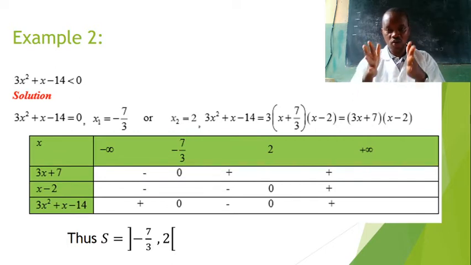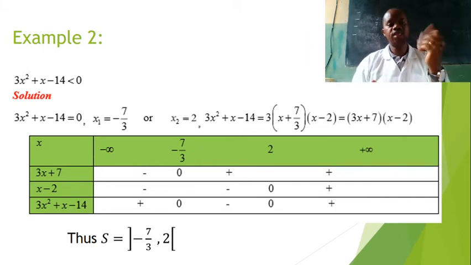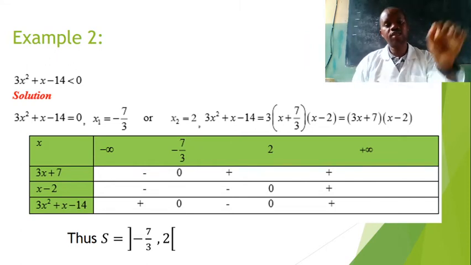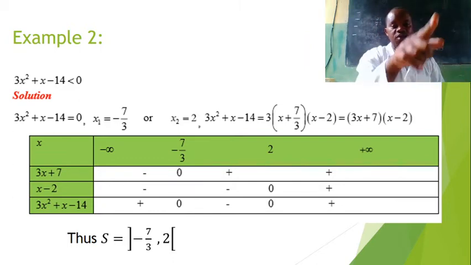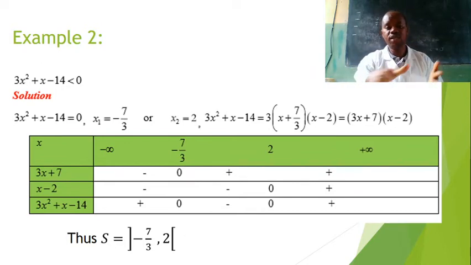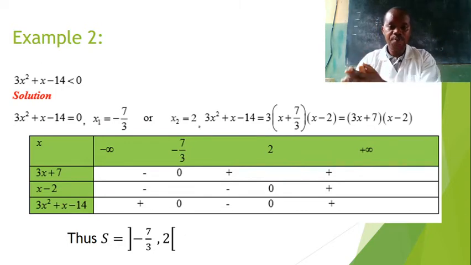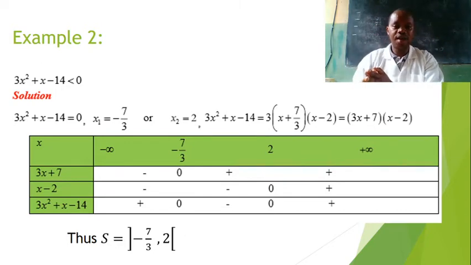We are going to do the same as we did for the first example. The first row is for the values of x. That is why we write x. And the values of x will vary from minus infinity up to positive infinity, meaning from the smallest number up to the largest number. And then we put the values of x that we found, starting from the smallest and then up to the largest.